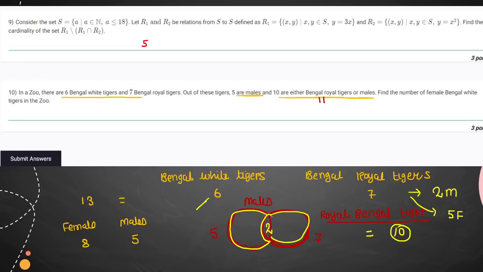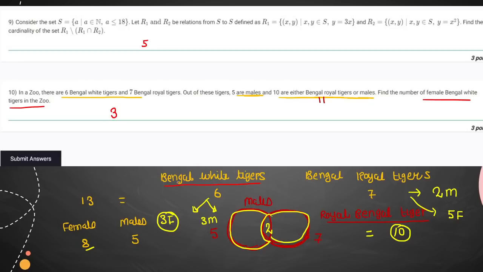From here 2 are male, that means 3 are male here, and there are 8 females, so 3 are female here. We have to find the female Bengal white tigers in the zoo. So female Bengal white tigers is 3. This is how we solve this problem.